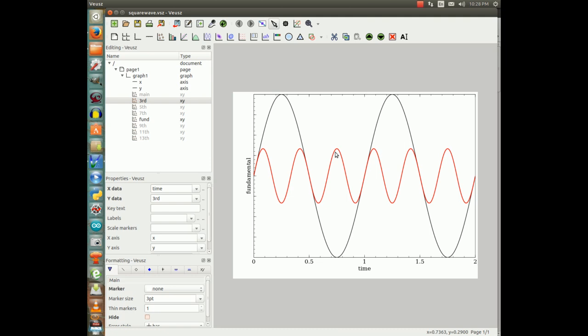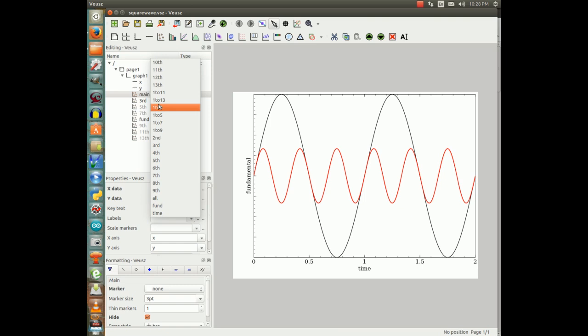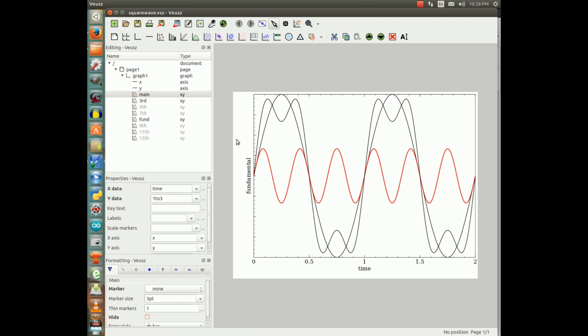Well, what happens if we add those two together? So I will go here, and I want to change this to 1 to 3, and then I'm going to turn it on, and we get this waveform right here. Wow, you know, that's kind of neat. It looks like a sawtooth waveform, I guess.